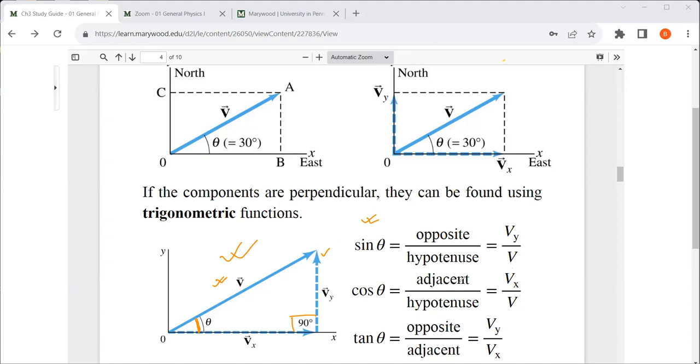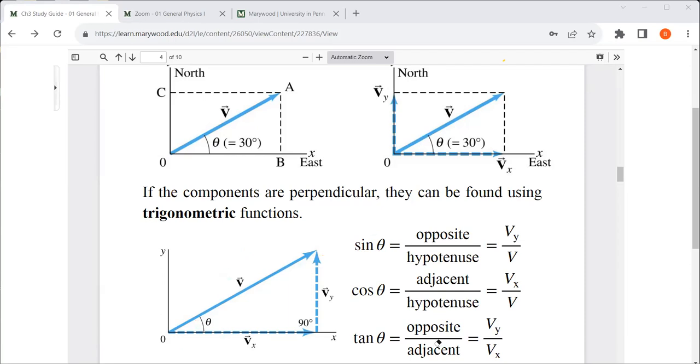Cosine theta is adjacent by hypotenuse. So cosine theta: adjacent is this one, vx, and hypotenuse is v, so cosine theta is vx over v. And tan theta is opposite by adjacent, so vy by vx. This part of the trigonometry we need to understand when we want to break a vector into its x component and y component, or from the x and y components to get back the vector.